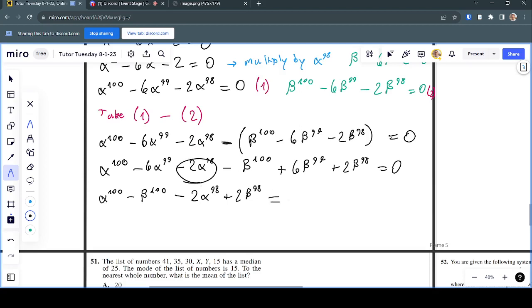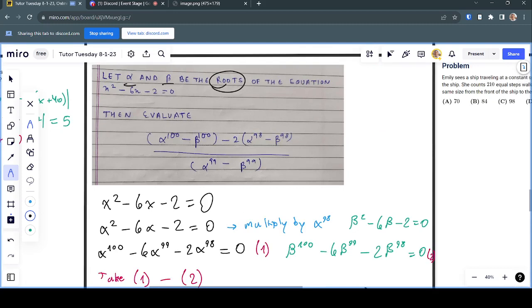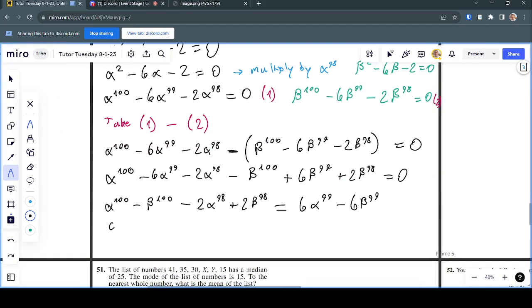And I can move these powers of 99 to the other side. So I can get 6 alpha to the 99th minus 6 beta to the 99th. And finally, let me just try to match it more to this form right here. I'll get alpha to the 100th minus beta to the 100th minus 2 times alpha to the 98th minus beta to the 98th equals 6 times alpha to the 99th minus beta to the 99th.